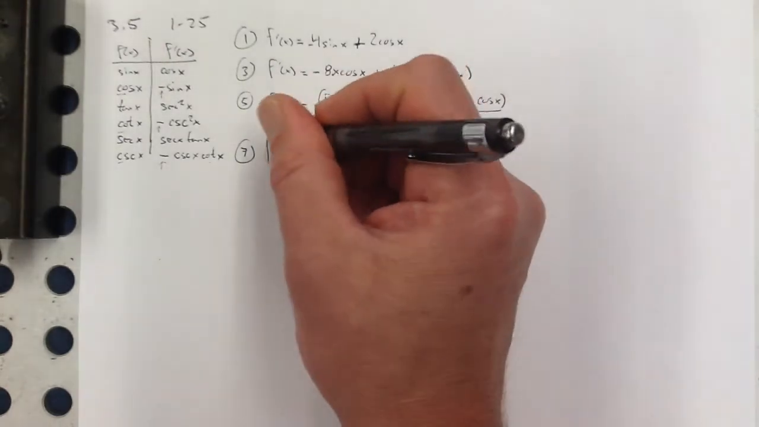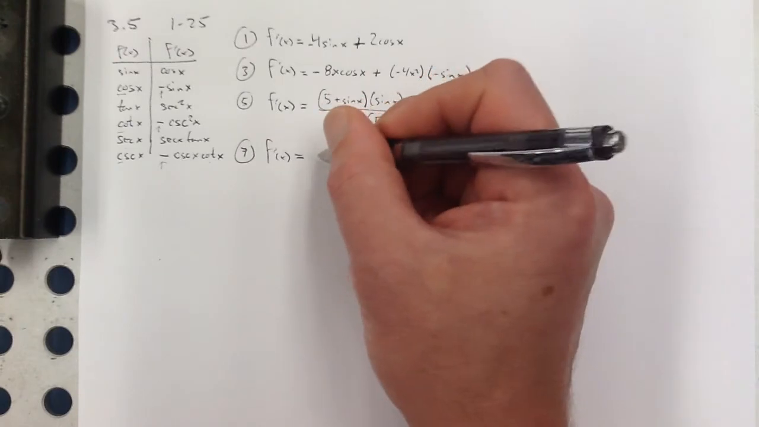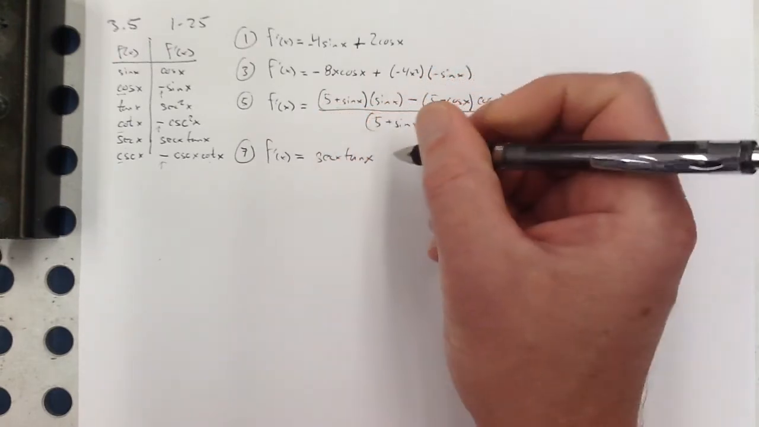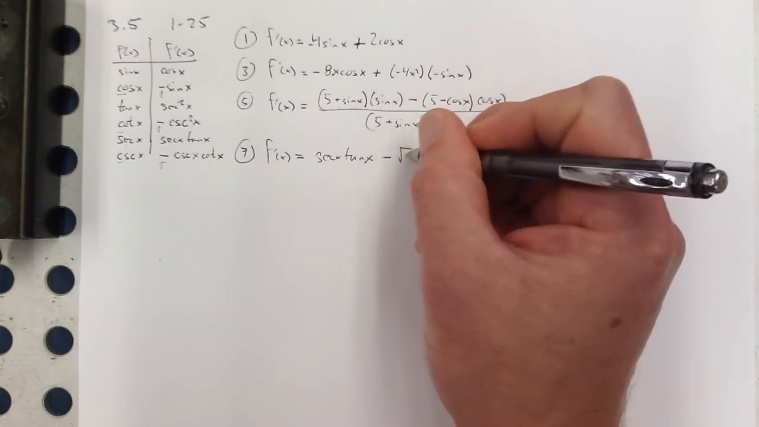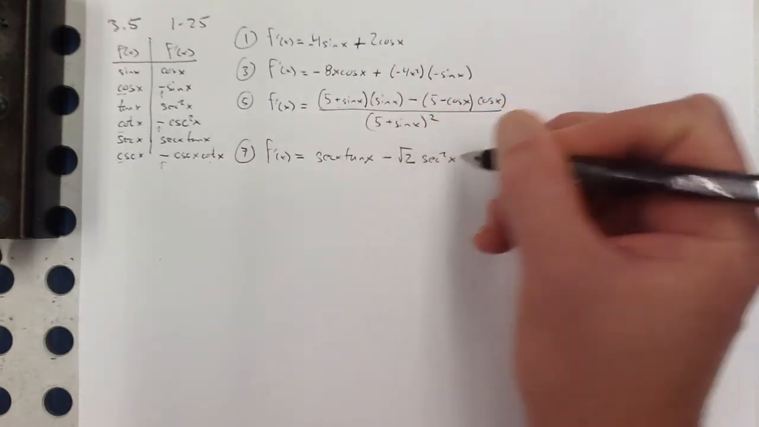Number 7, f prime of x is equal to derivative of secant, secant x tangent x, minus the square root of 2 times the derivative of tangent x, secant squared x.